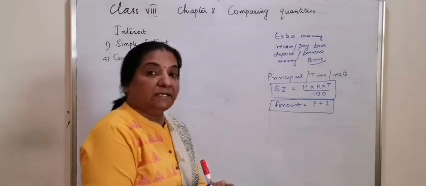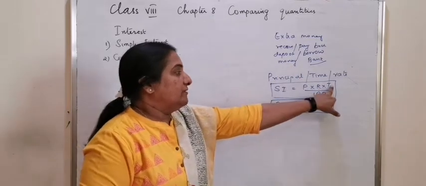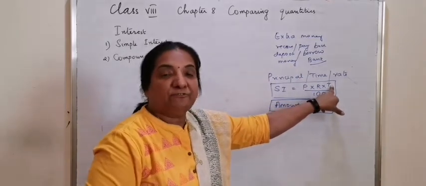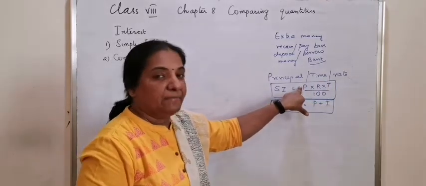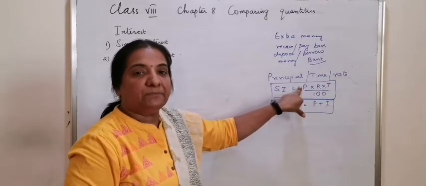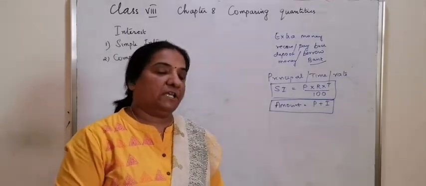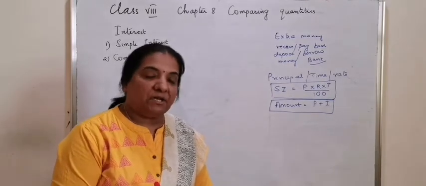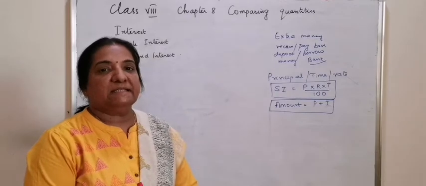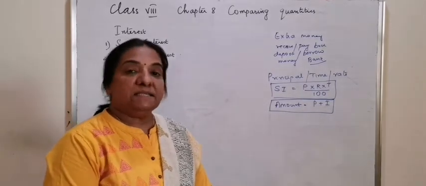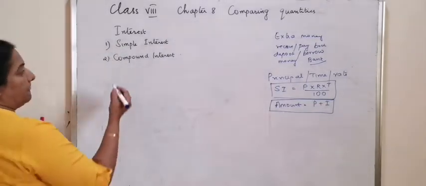The difference between simple interest and compound interest is, even if you deposit the money for a longer period, the principal will always remain the same in the case of simple interest, but in compound interest, it keeps on changing, or it keeps on increasing based on the principal after each year. Let's see the difference in how you calculate simple interest and compound interest.